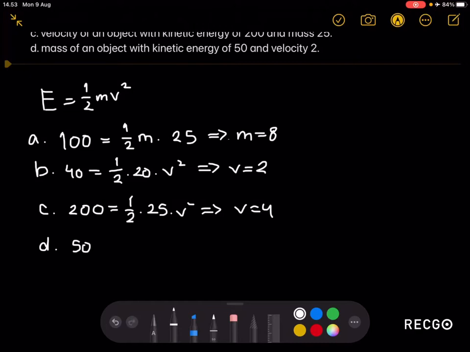For part D, substituting the values of E and v being 50 and 2 respectively gives us that 50 must be equal to a half times m times 2 squared, or just 4. Solving this gives us that m must be equal to 25, which ends this video.